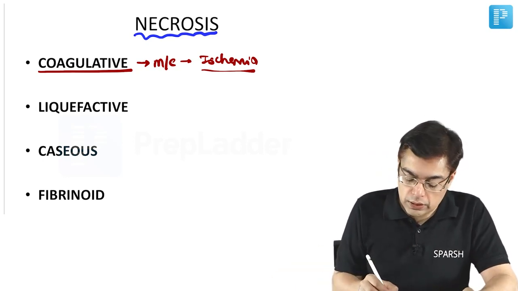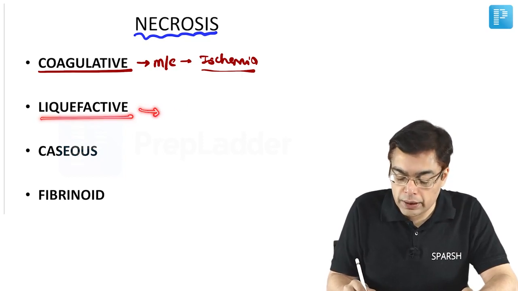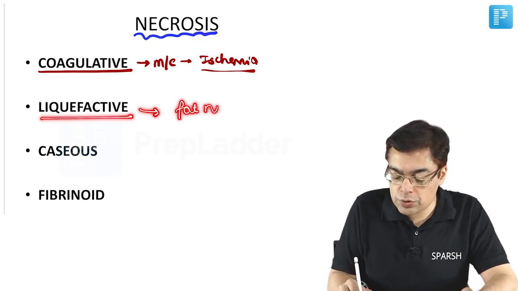So far as liquefactive necrosis is concerned, one special type of liquefactive necrosis that we need to keep in mind is what is given the name of fat necrosis.